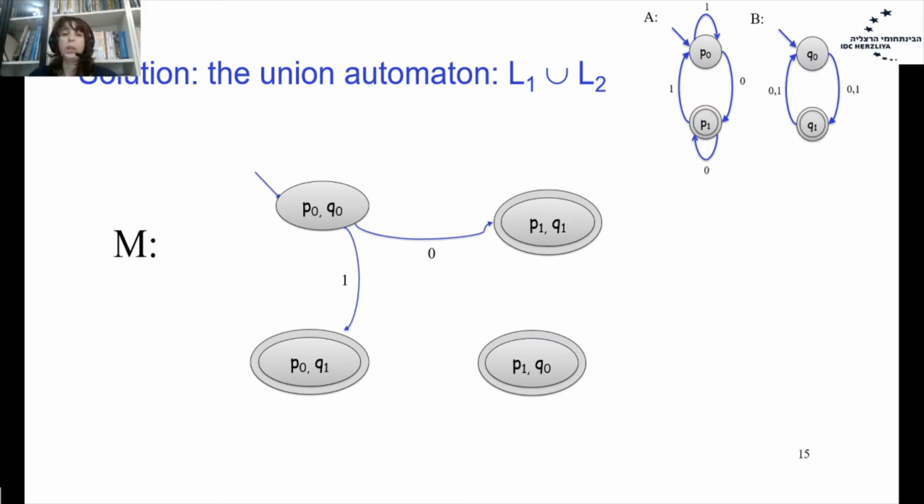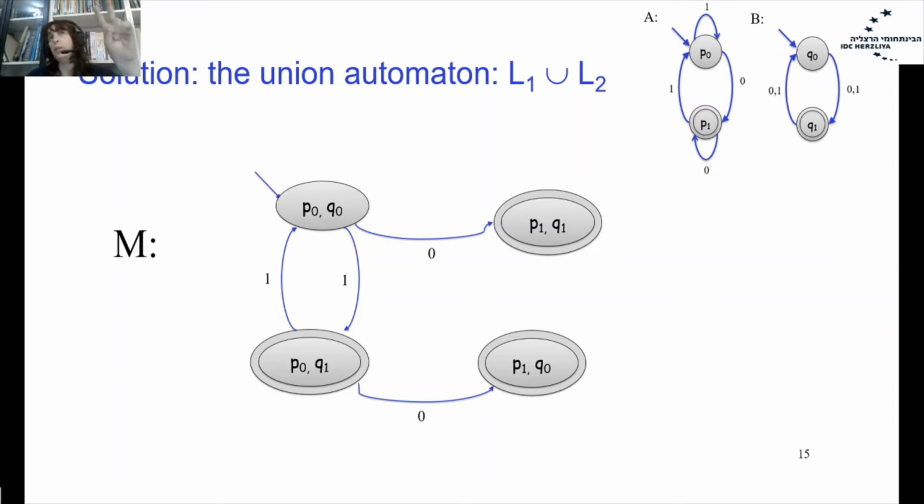Okay, now let's continue from the P0, Q1 state. Once again, we have to define two transitions. What do we do for 0 and what do we do for 1? P0, Q1, for 0, we move to P1, Q0 because that's what we are doing in both automata. P0, Q1 on 1, we stay at P0 in automaton A, and we move to Q0 in automaton B.